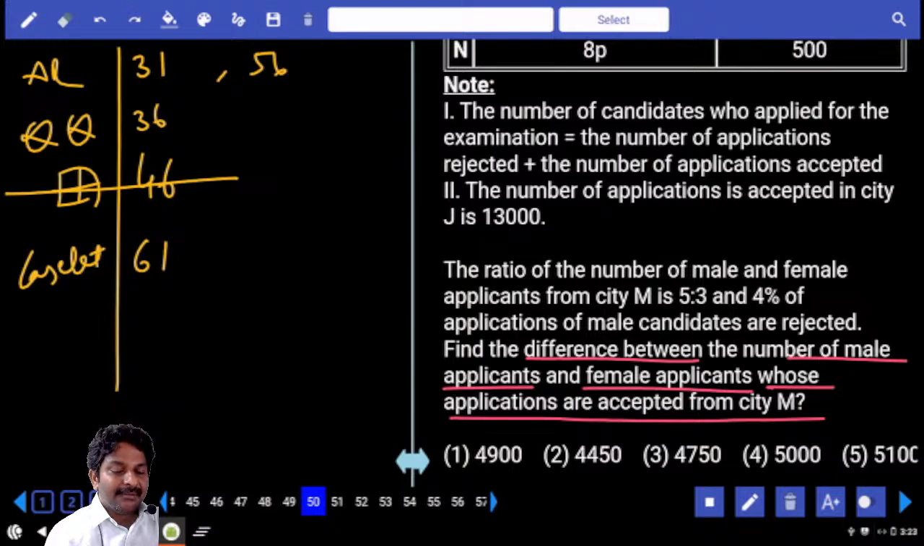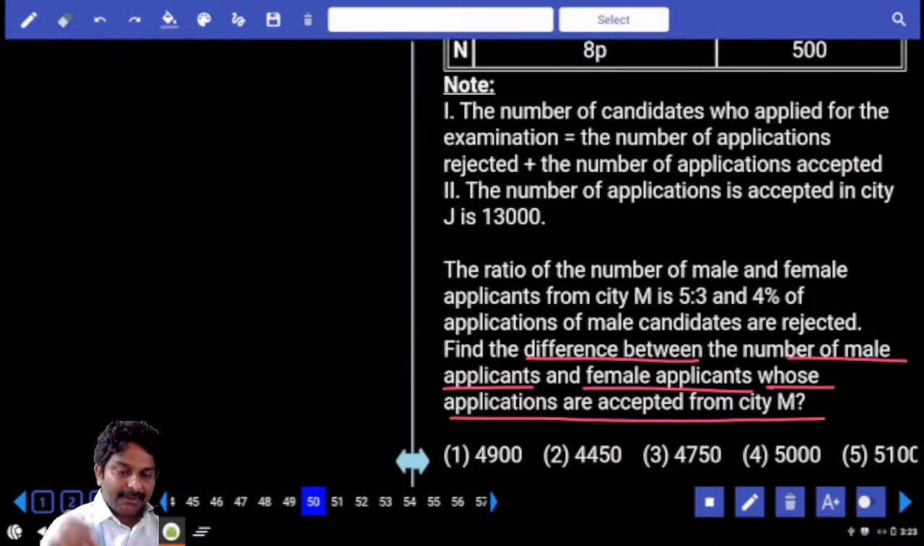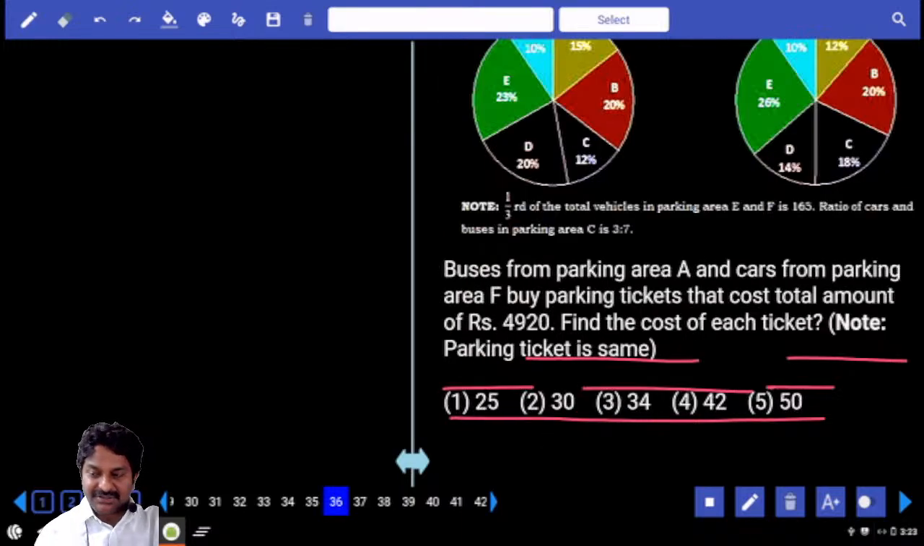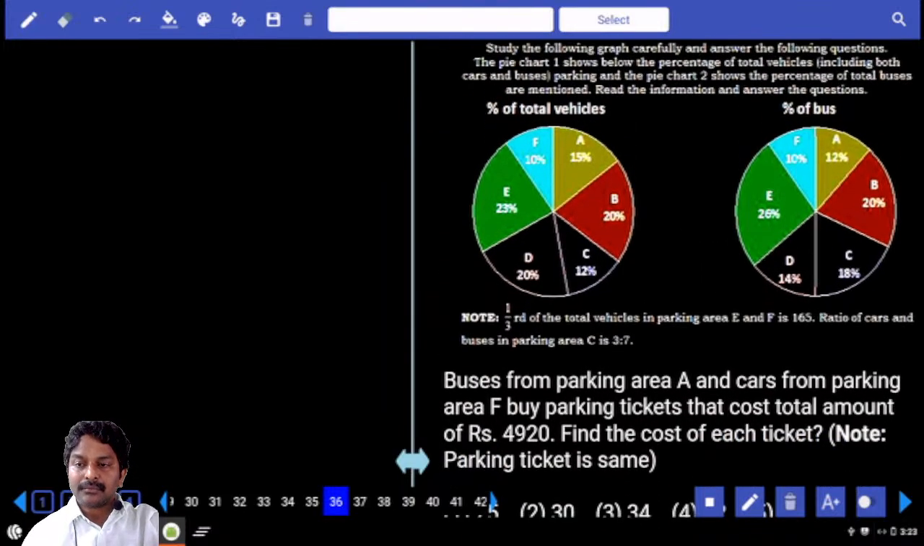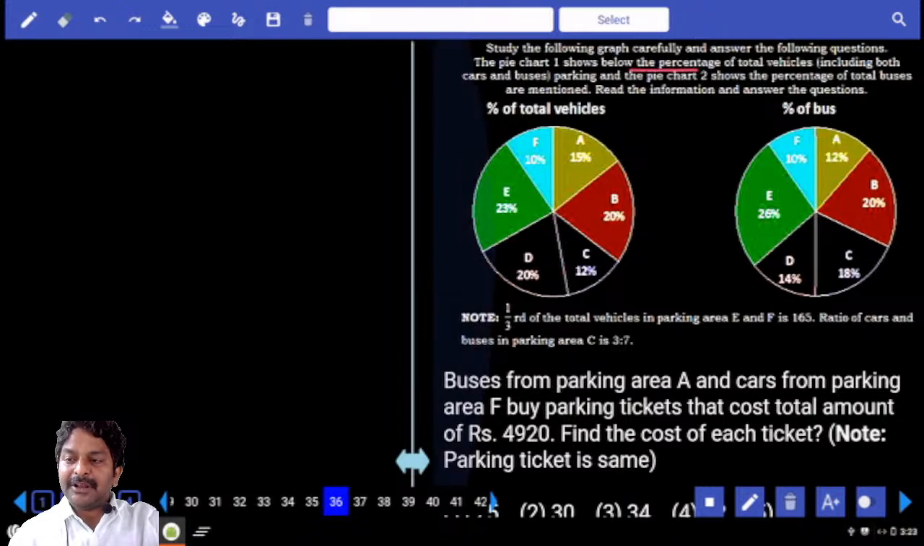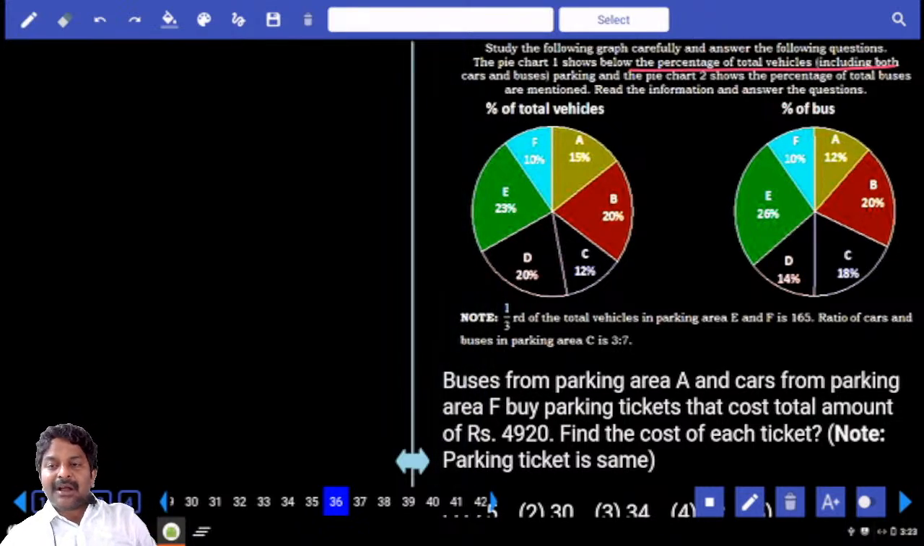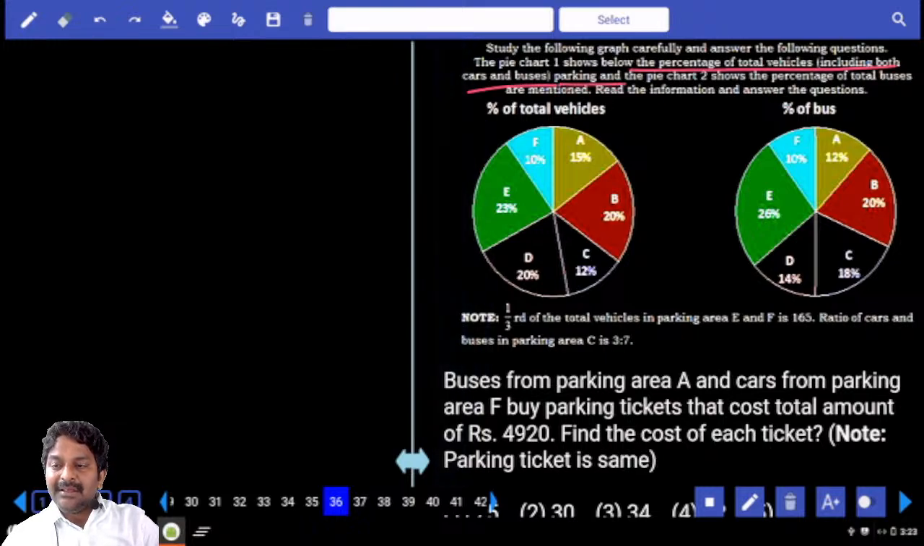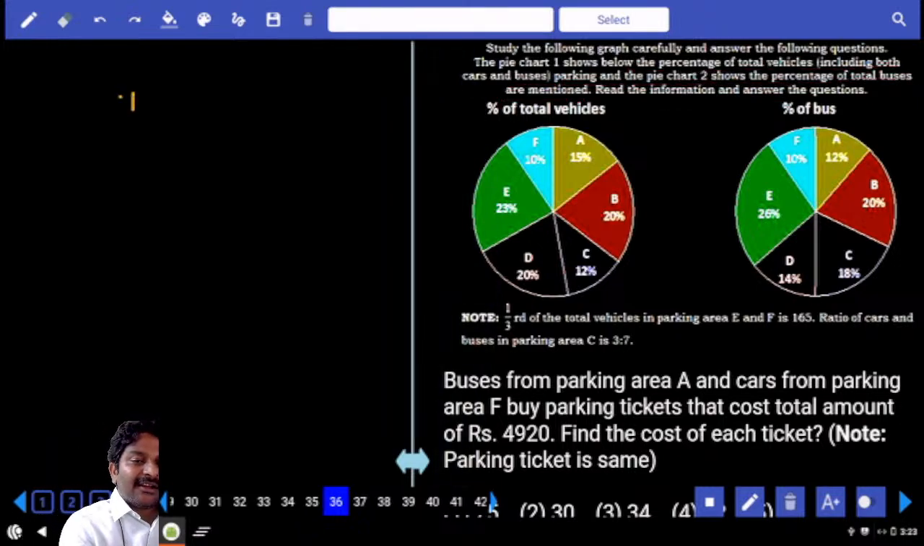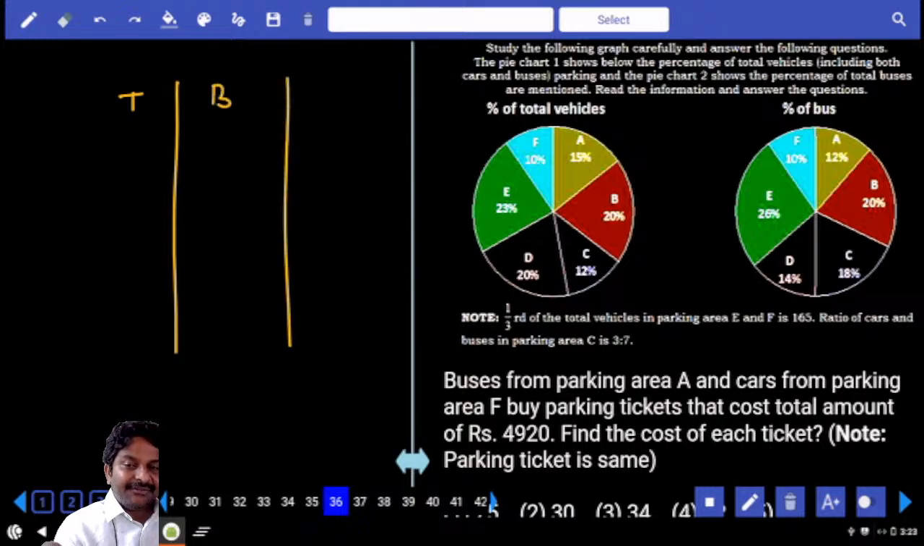Now which question do we need to pick? 36 onwards. Pie chart 1 shows the percentage of total vehicles, including both cars and buses, parking, and pie chart 2 shows the percentage of total number of buses. So first they are talking about total, then we have information about buses, then the difference will give you information about cars.